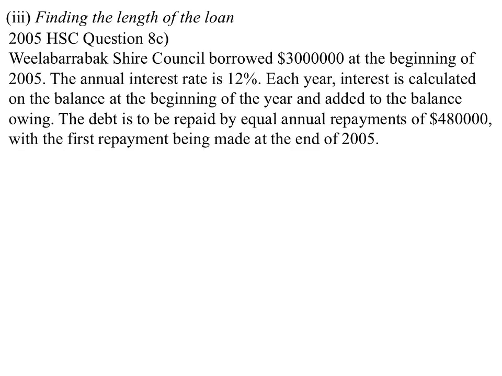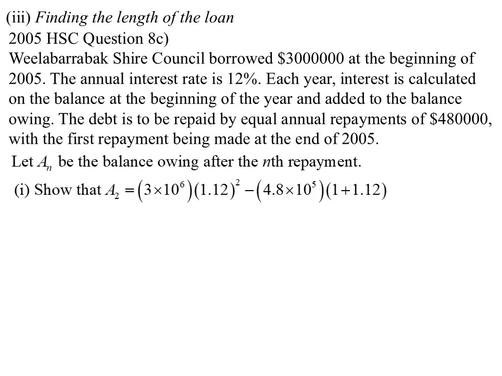Maybe we've got a different situation. We want to find the length of the loan. So this time we know how much we're going to borrow, we know what the interest is, and we know how much we can afford to repay. So we want to know how long is it going to take. They're going to borrow $3 million at the beginning of 2005, interest rate 12%, calculated on the balance each year. The debt is to be repaid with annual repayments of $480,000.